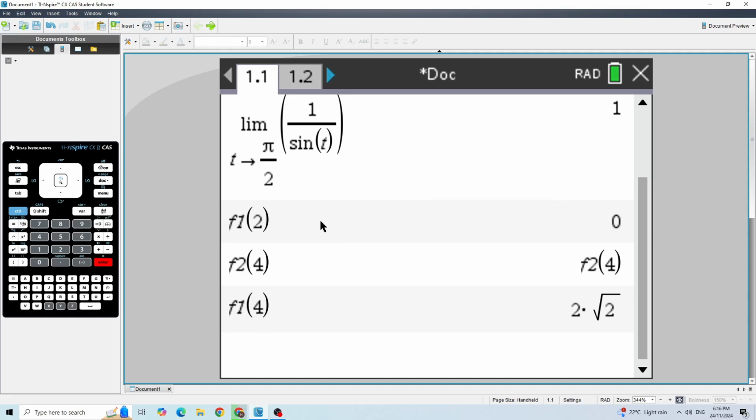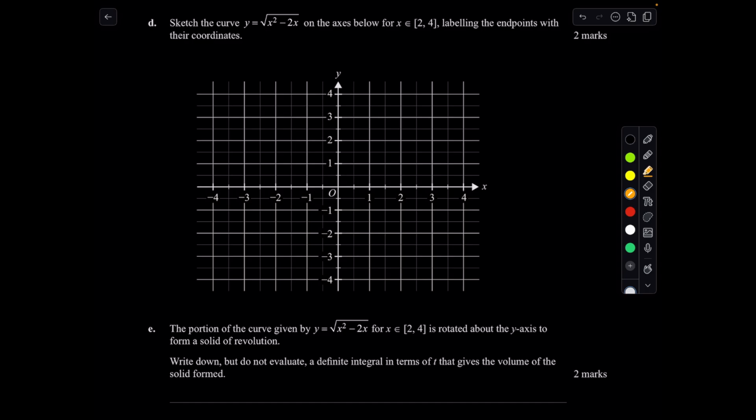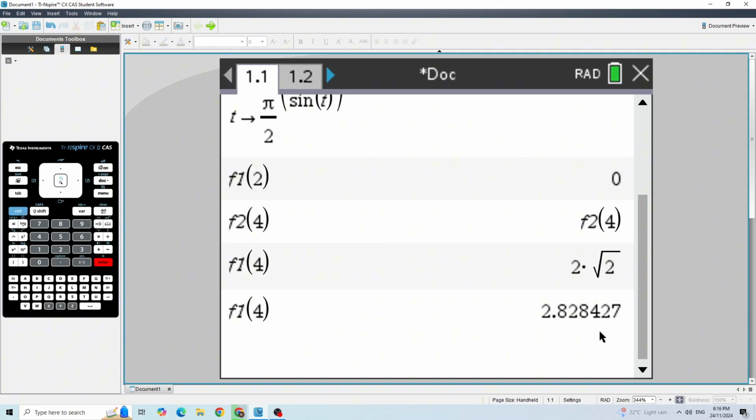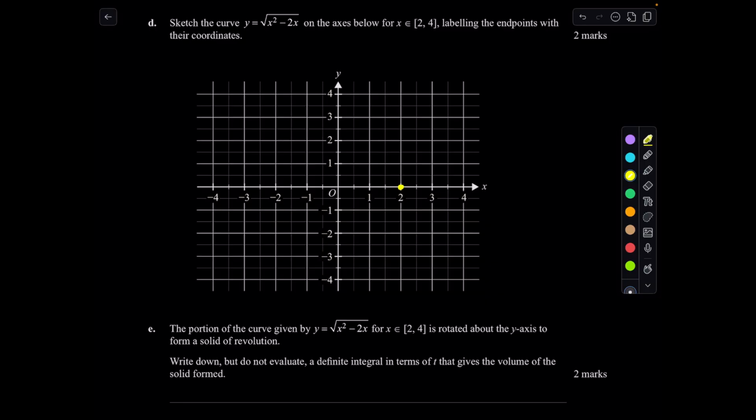So okay, the y value for 2 is 0, and the value for 4 is 2 root 2. So let's do that. For 2 here, the y value is going to be 0. And for 4, it's going to be 2 root 2, which is basically, control enter, 2.8.